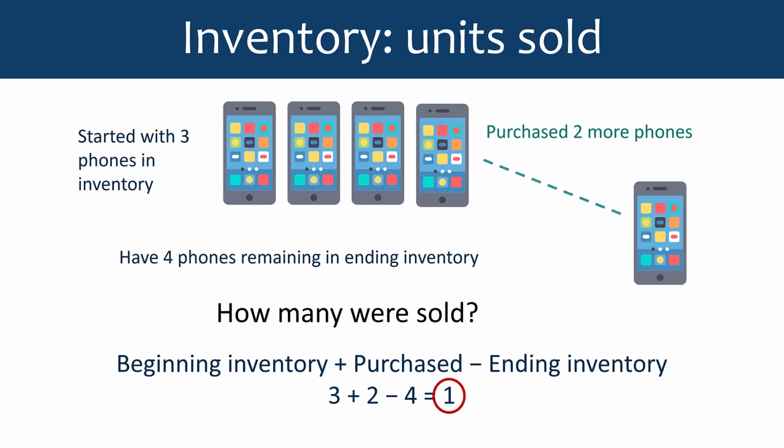We can also calculate the number of units sold if we know the beginning inventory, number purchased, and ending inventory. If we started with 3 phones in inventory and purchased 2 more phones, we had a total of 5 available. If we have 4 phones left in ending inventory, then we know that we have sold 1 phone.